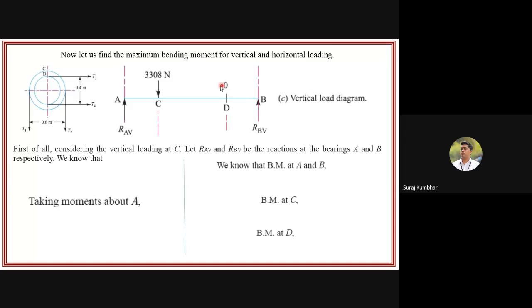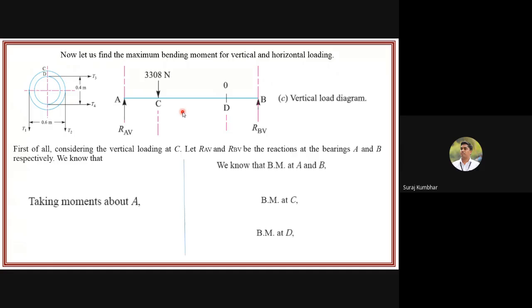That's why on D there is a zero load, because it is a vertical load diagram. First we'll go for the vertical load diagram and then we'll go for the horizontal load diagram. At bearing A and bearing B, we have the reactions RAV and RBV, the vertical reactions at A and B. Are you getting this FBD for the vertical load diagram?